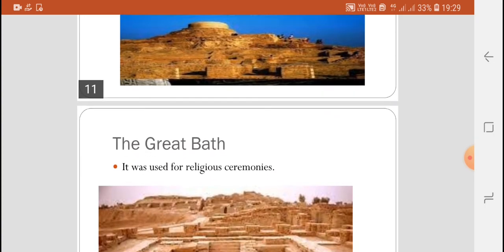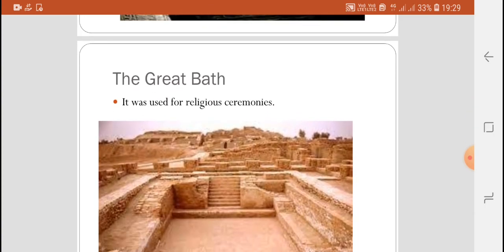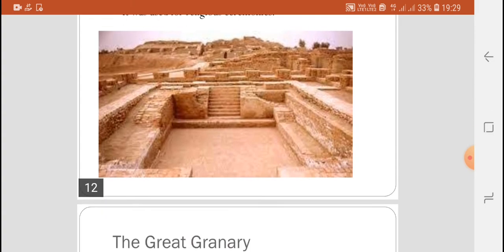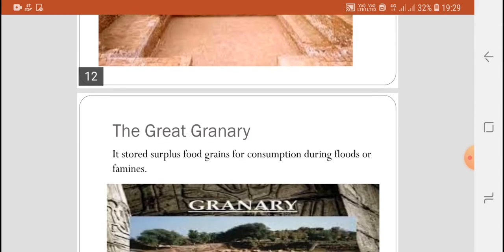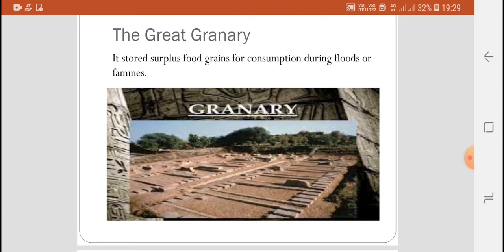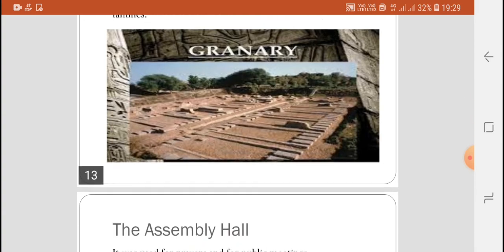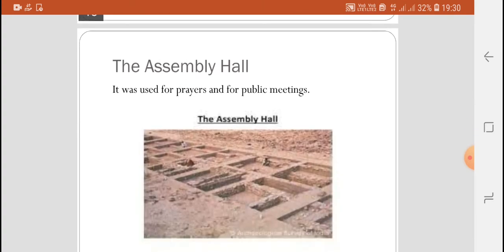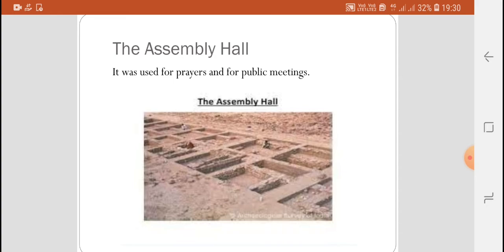The great bath, you can see in the picture there, it has a space in between that is for a swimming pool. It was used for religious ceremonies. The great granary stored the surplus food grains for consumption during floods or famines. And third, the citadel consisted of the assembly hall. You can see in the picture very clearly. It was used for prayers and for public meetings.